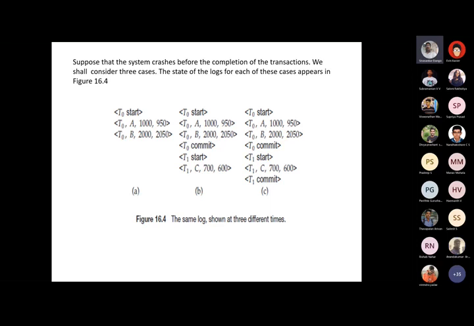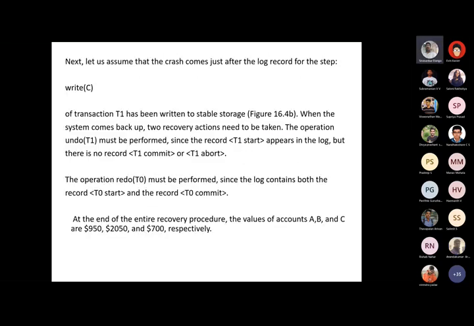Whereas it scans the next log record, T1 start, and it does not find any T1 commit, right? So here it will perform an undo operation, and the value of the data item C will be restored to its old value, $700, right? So now let us look at the second case.